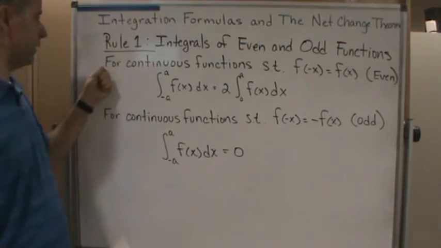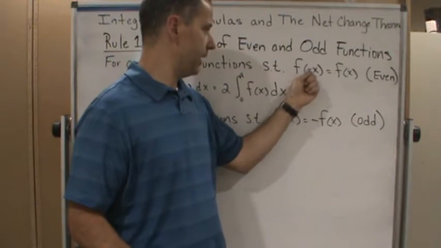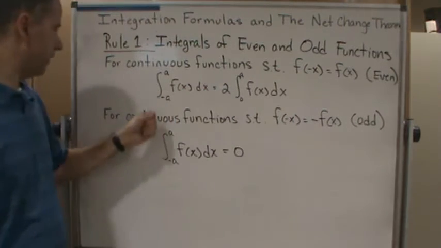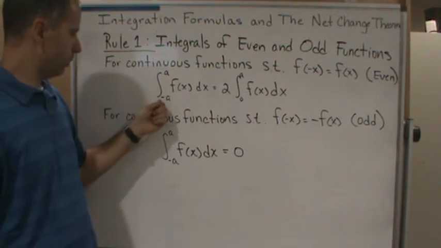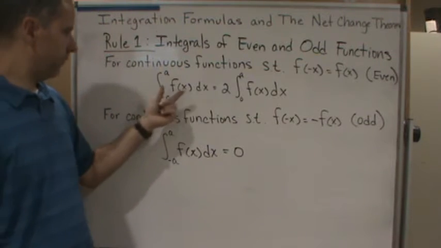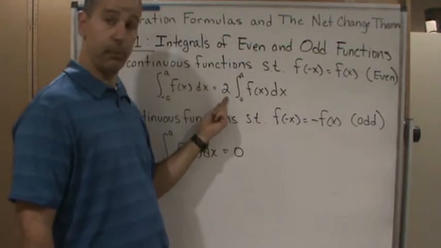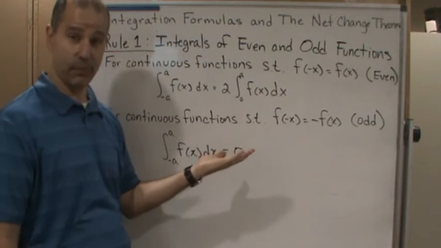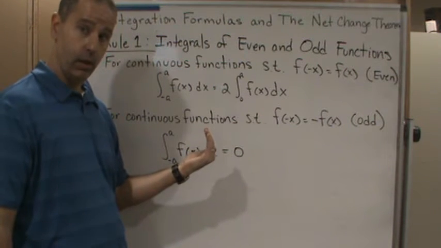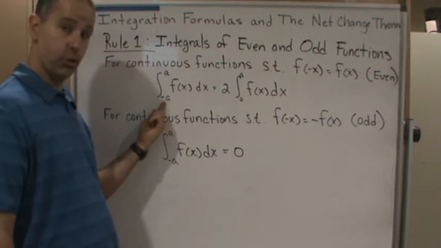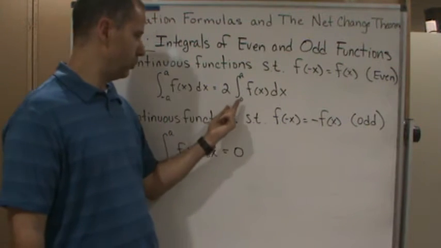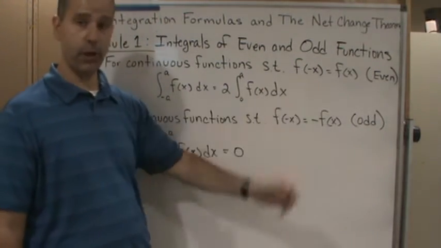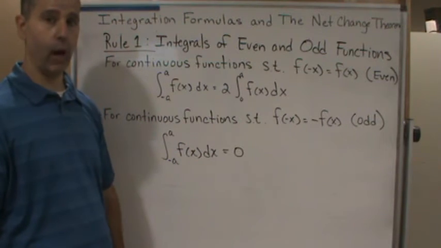Okay, so for a continuous function such that f of negative x is equal to f of x, again that's the definition of an even function, then this is true. If you take the integral from negative a to positive a of the function, it's the same as if you take the integral from 0 to a and then double it. Why? Because it's symmetric with respect to the y-axis. So if you're going from negative 2 to positive 2, then all you have to do is go from 0 to 2 and then double it and you get the same area. Why? Because it's an even function which is symmetric with respect to the y-axis.